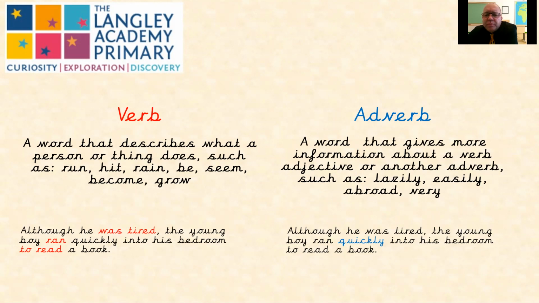Moving on to adverbs. The clue is in the name. These are words that we add to the verb to give more information. So it's a word that gives more information about a verb, adjective, or another adverb, such as lazily, easily, abroad, very. We can often identify adverbs in a sentence by the ly ending, but not always. That is not a rule, but many adverbs do end in ly. Back to our sentence. Although he was tired, the young boy ran quickly into his bedroom to read a book. Quickly identifies how he ran. So that's an adverb.